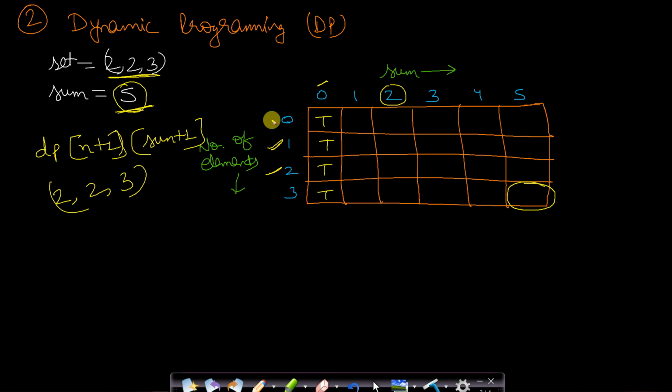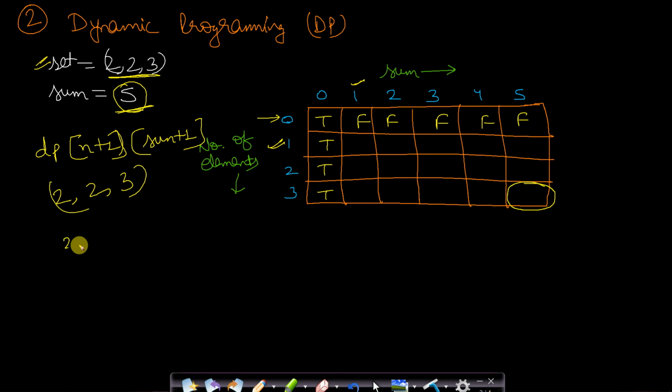If you have no elements, this 0 suggests that the number of elements from your set is 0. If you have no element, then you can only find a sum value of 0 and no other value. So if you are required to find 1, 2, 3, 4 and 5, they will all be false. Therefore, before starting this algorithm, I will fill up the first row and the first column. I hope you have understood this step, and let us now move on to the next step.